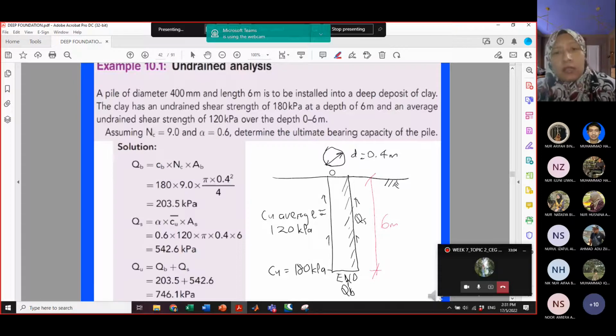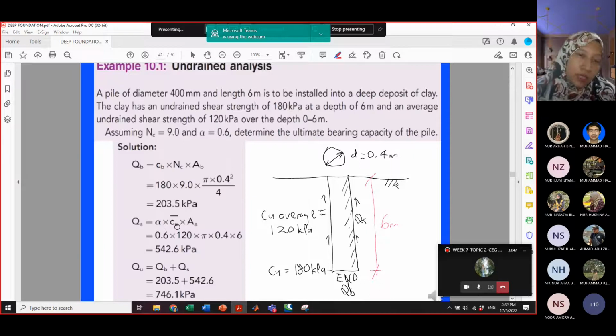Okay, the pile is circular. So to calculate the QB, the end bearing capacity, you just take CB times NC times AB. NC is already given as 9, and the adhesion factor is given as 0.6. So just substitute back. For example, here CB is 180, NC is 9. Because we have a circular pile, AB is pi d square over 4. So the end bearing is 203.5 kPa.